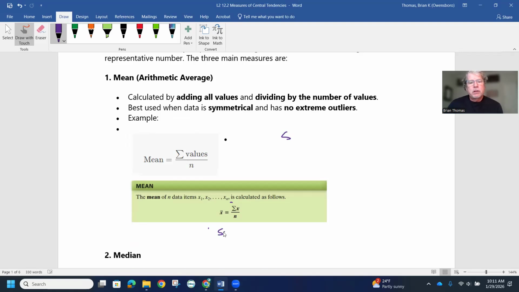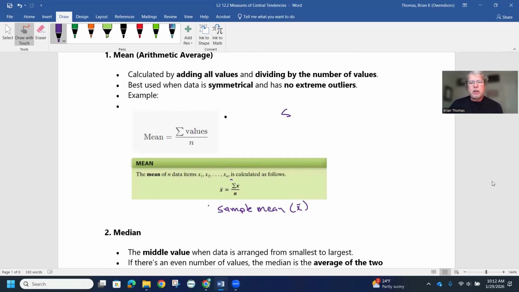So x bar is our sample mean. That's going to be an arithmetic mean, or an average. Again, x bar, the sample mean, is going to be the sum of the x's divided by the number of values there. We'll look at an example here in a little bit.